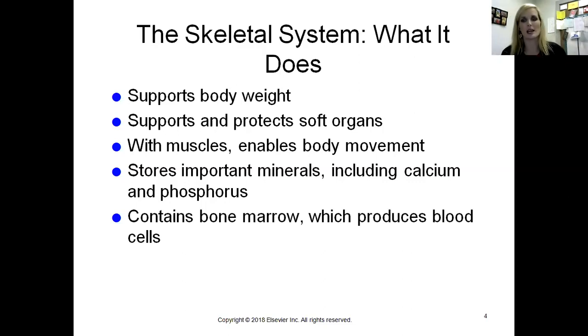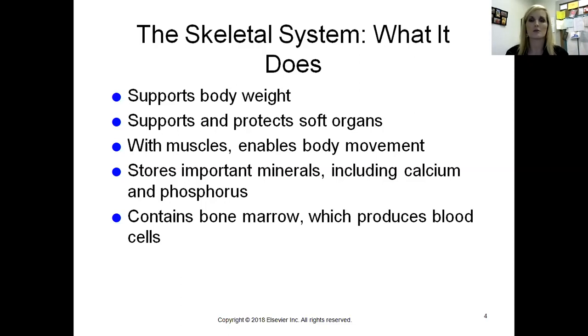With muscles, it enables our body movement. We'll talk about how skeletal muscle helps with the movement of our bones in our muscular chapter. Our bones also are very important for storing minerals. We get these minerals, calcium and phosphorus, from our foods, from our diet, and blood is going to take those minerals to our bone tissue. We're actually going to store those in case we ever need more calcium for any reason, but it also helps to keep our bones nice and strong.